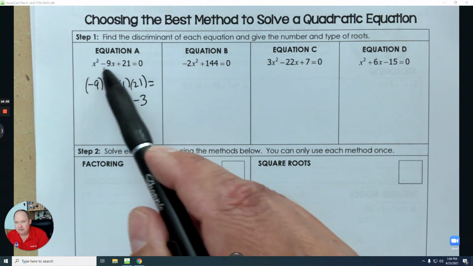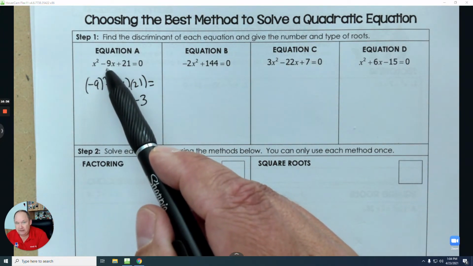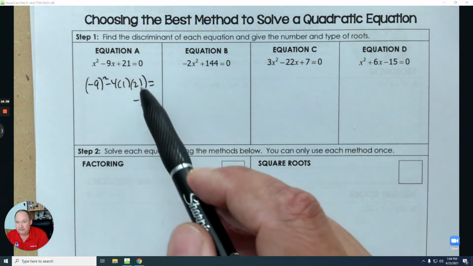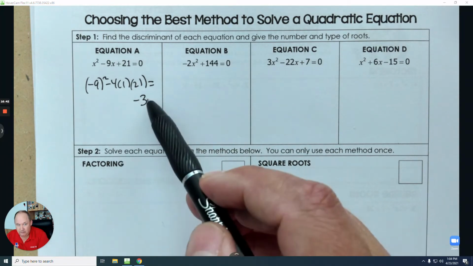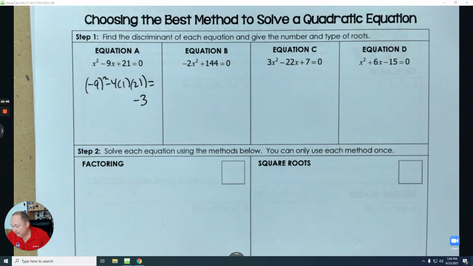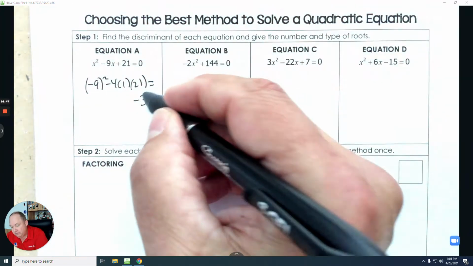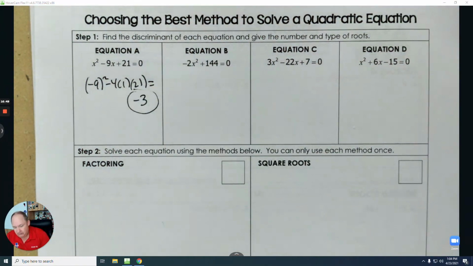You could also complete the square, but b is an odd number. So the best situation for this, it's complex, b is an odd number, I would use the quadratic formula. So we're going to go down to the quadratic formula, and we already solved the discriminant part. So here we are down here.